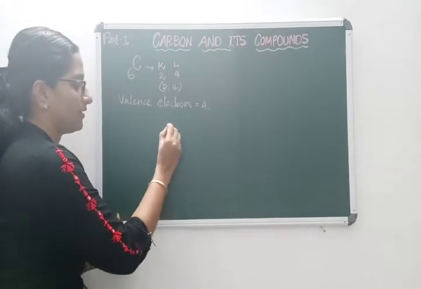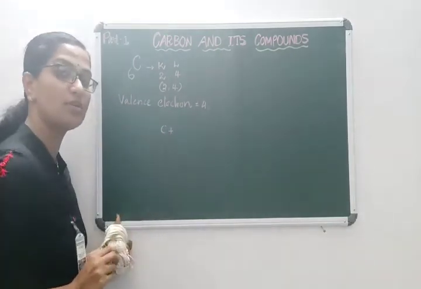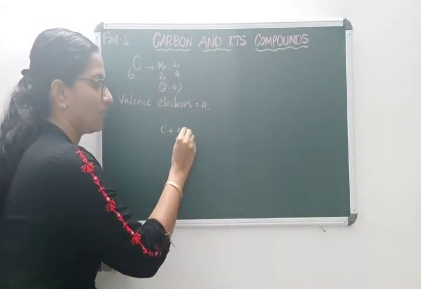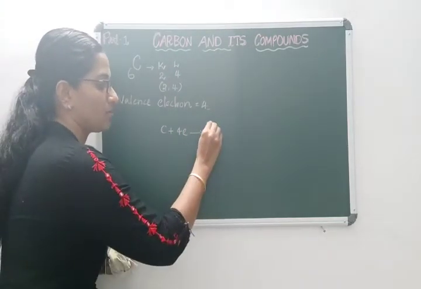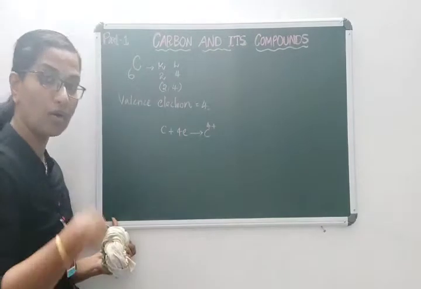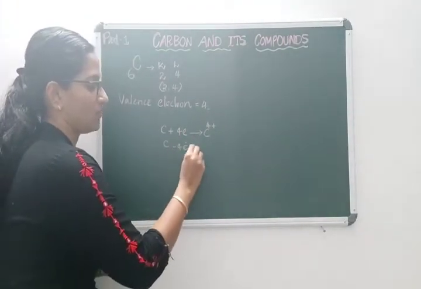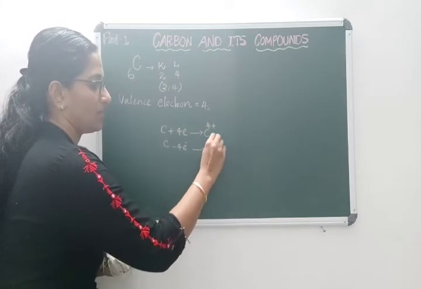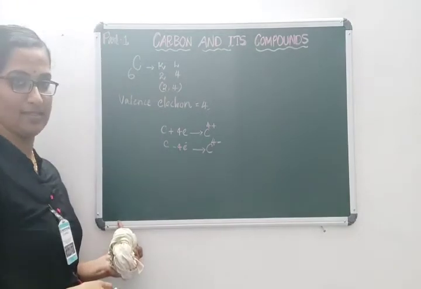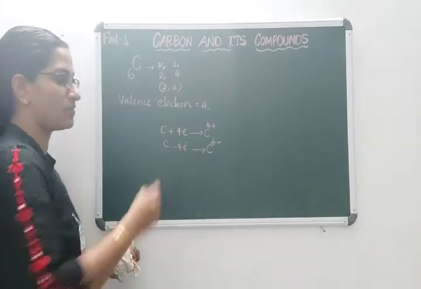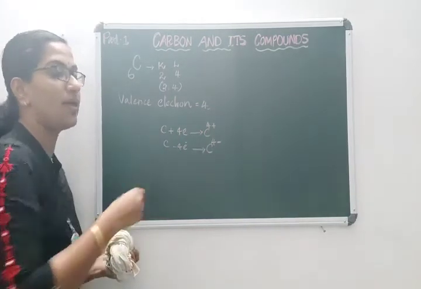First, carbon can either lose electrons. When it loses electrons, carbon turns to C4+. Or, in order to attain stability, carbon should take electrons. When it takes electrons, it becomes C4-. These are the two ways to satisfy the valency. Is it possible? In order to attain the valency, either it should lose the electrons or accept the electrons.